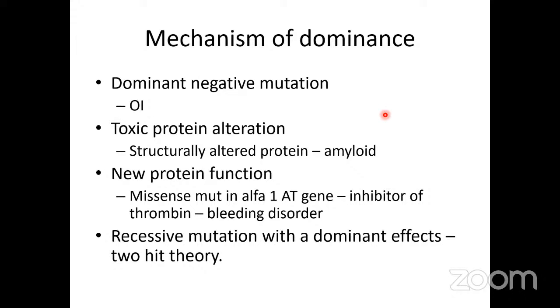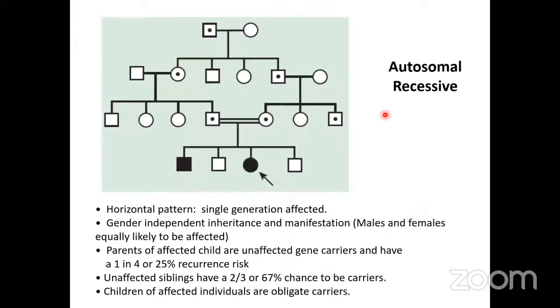Similarly, toxic protein alteration. For example, amyloid. Amyloid is a structurally altered protein which gets deposited and causes diseases. New protein function. For example, a mutation in the alpha-1 AT gene, which is an inhibitor of antithrombin, can lead to a bleeding disorder. And recessive mutation with dominant effect, like the two-hit theory, which we all know in retinoblastoma. One mutation is inherited, and the second mutation develops postnatally after some time. Second hit. So two-hit theory, recessive mutation. Though it is recessive, it behaves like a dominant effect.